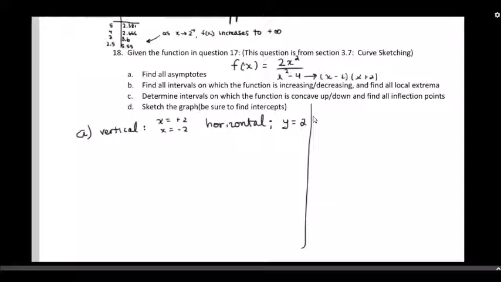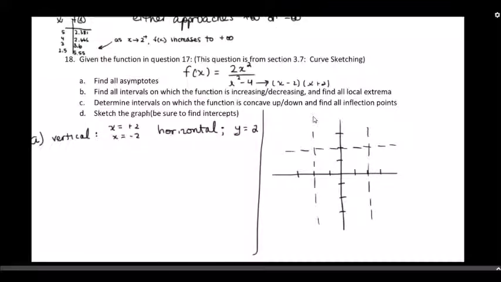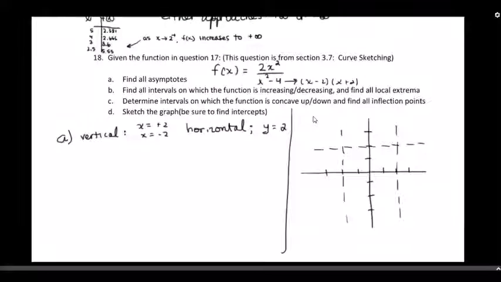I'm going to kind of separate this. I know I'm going to have very limited room, but I'm going to put the graph over here. I'm going to go ahead and at least put the parts that we've identified in part A. So vertical asymptotes at negative 2 and positive 2, and a horizontal asymptote at positive 2. Now part B, find all intervals in which the function is increasing and decreasing and find the local extrema. This would come from section 3.1, 3.2. This is just the first derivative and the first derivative test.